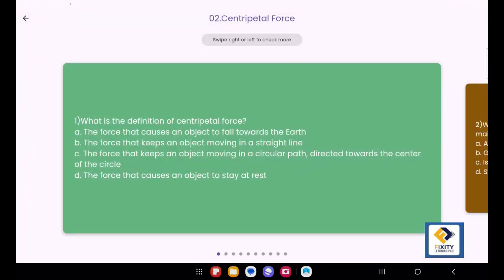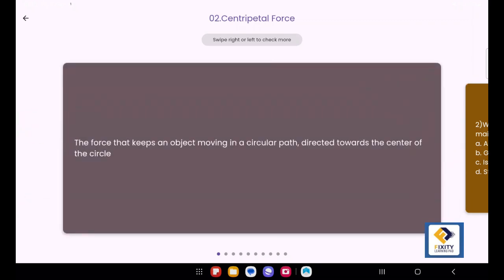Now, what is the definition of centripetal force? The force that causes an object to fall toward the earth, the force that keeps an object moving in a straight line, the force that keeps an object moving in a circular path directed towards the center of the circle, or the force that causes an object to stay at rest. Very simple question, students. The answer is the force that keeps an object moving in a circular path directed towards the center of the circle. The centripetal force is always towards the center of the circle.